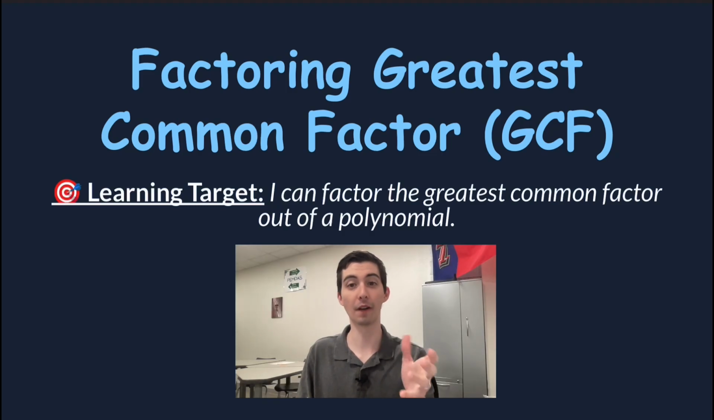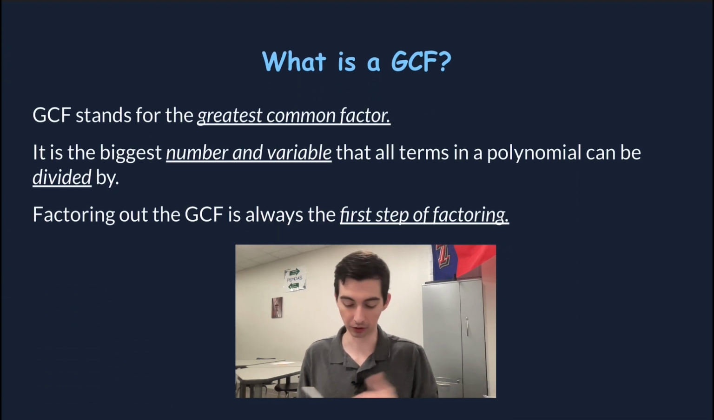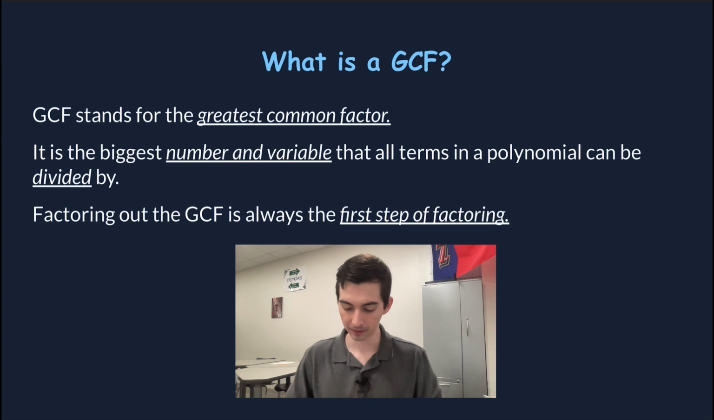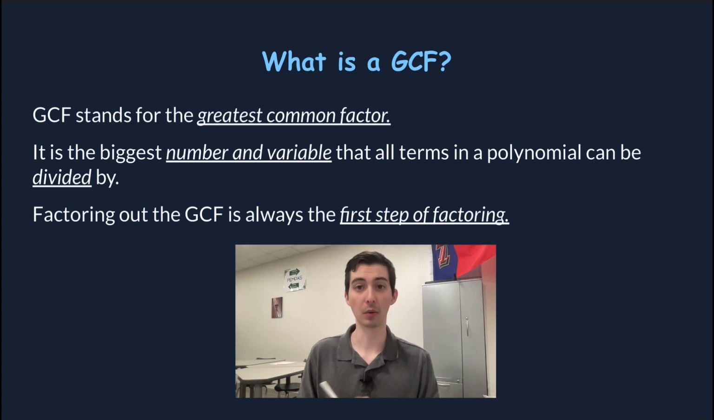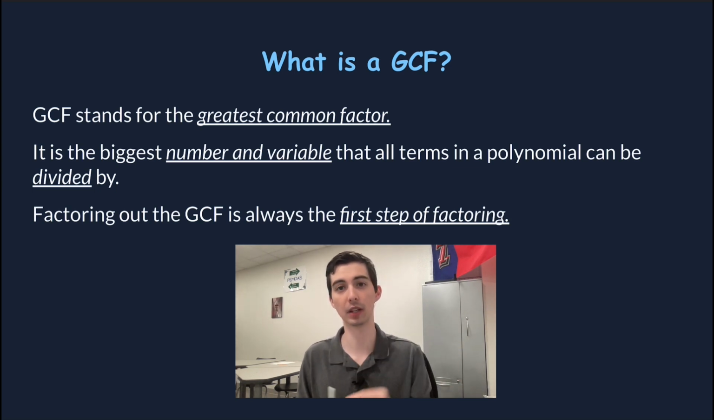In this lesson, we're going to learn our first step to factoring, which is to factor out a GCF, or the greatest common factor. So a GCF is just our greatest common factor. It's the biggest number and the biggest variable that we can divide all terms in our polynomial by. Okay, factoring out a GCF is always the first step to factoring, and so we're looking for a number that we can divide everything by, and we can see how many x's or how many y's we can take out of each of our terms.